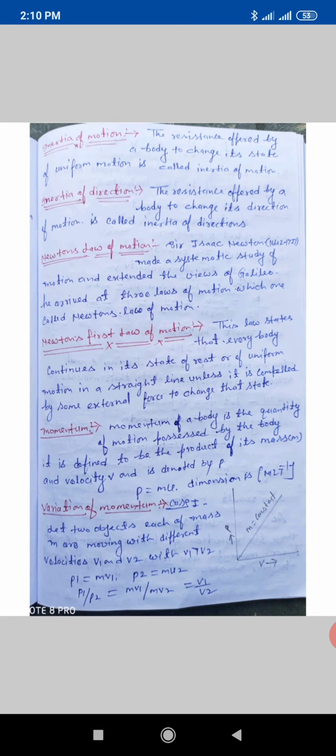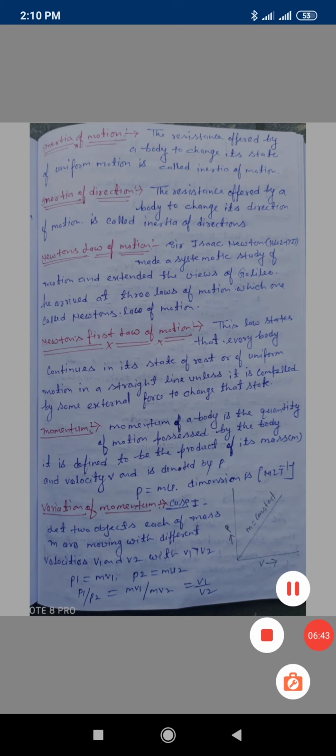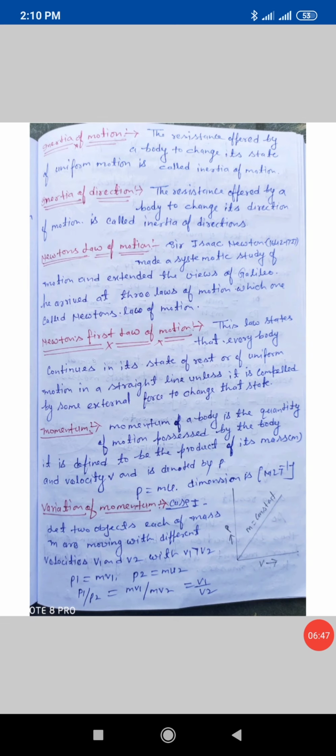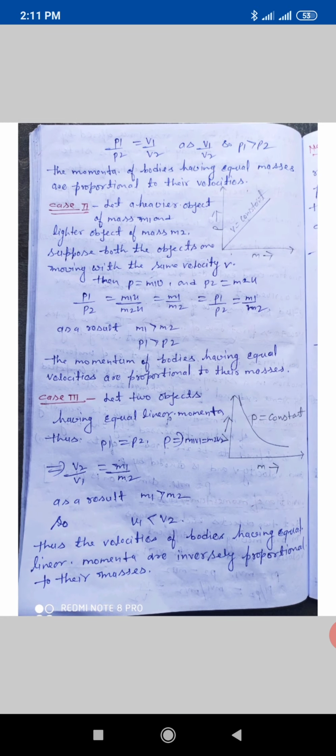Let two objects, each of mass m, be moving with different velocities v1 and v2, with v1 greater than v2. Here momentum of the first object p1 equals mv1 and p2 equals mv2. Then we divide p1 by p2. It will be p1 by p2 equals mv1 upon mv2 equals v1 upon v2. Since v1 is greater than v2, p1 is greater than p2. The momenta of bodies having equal masses are proportional to their velocities.